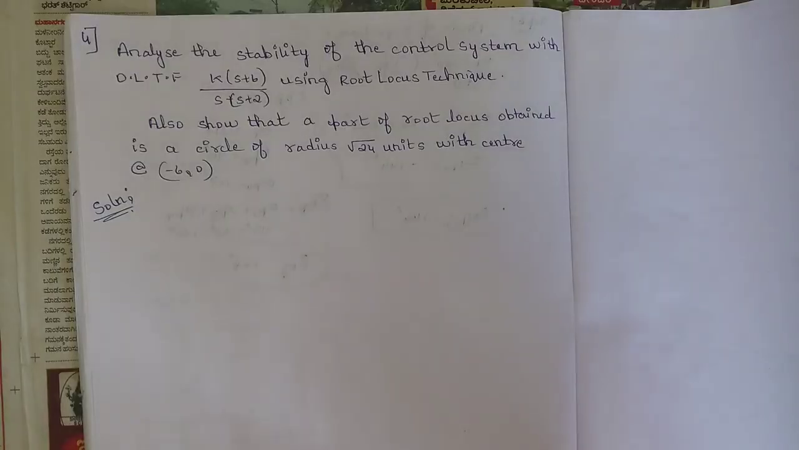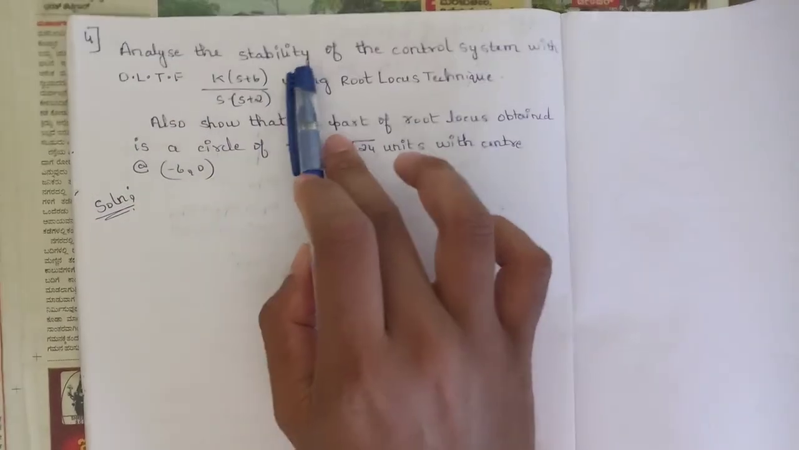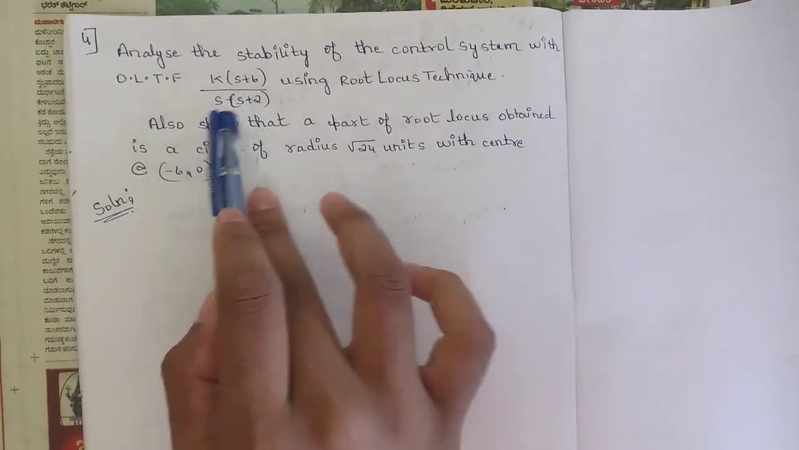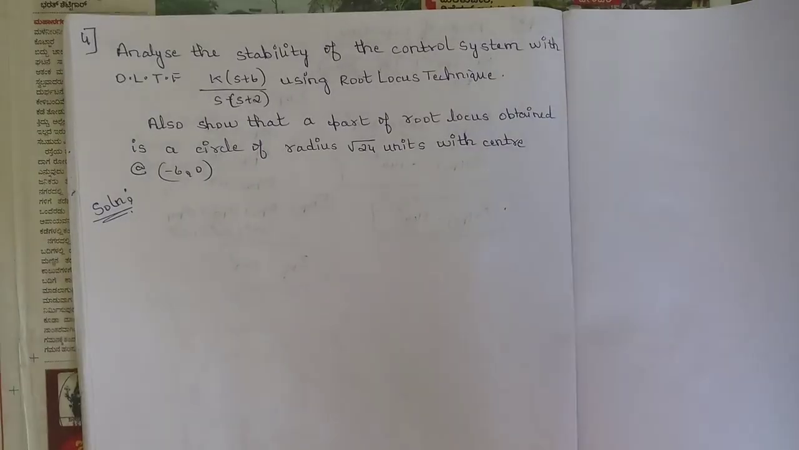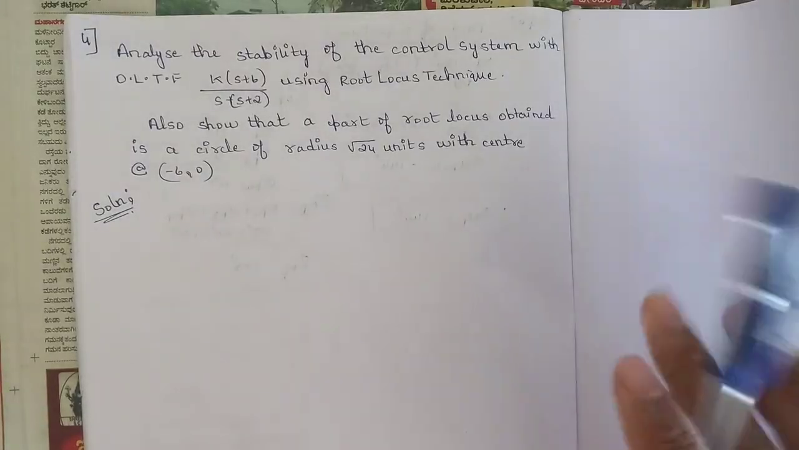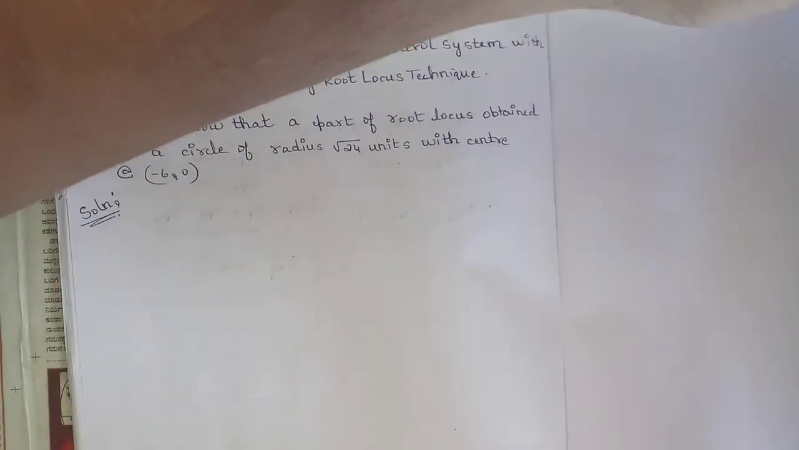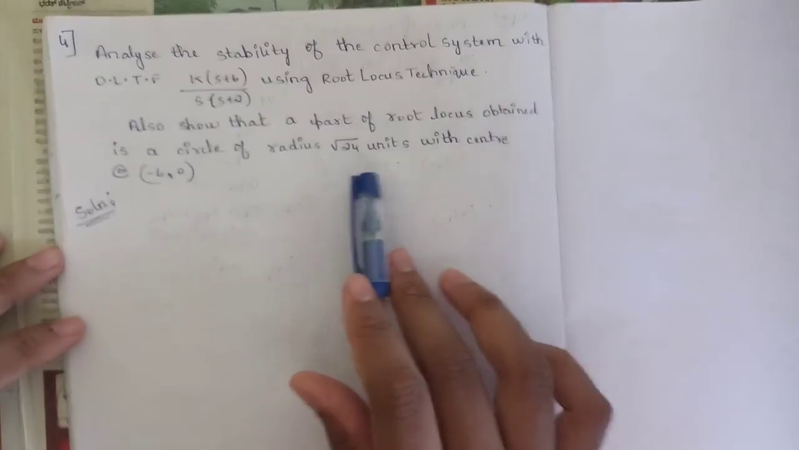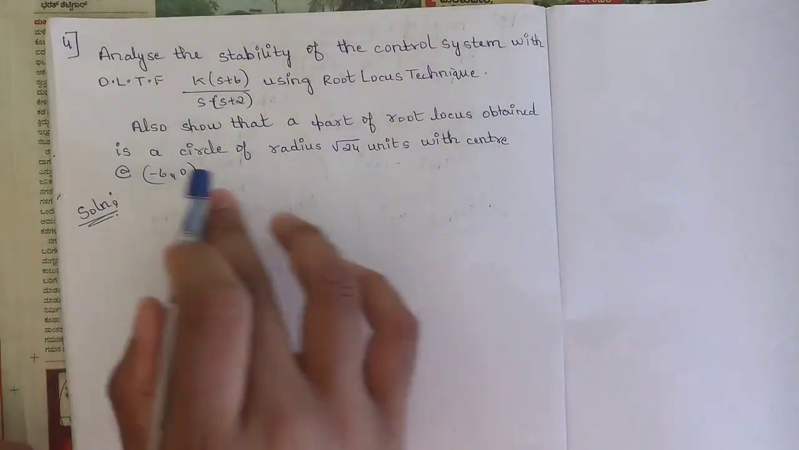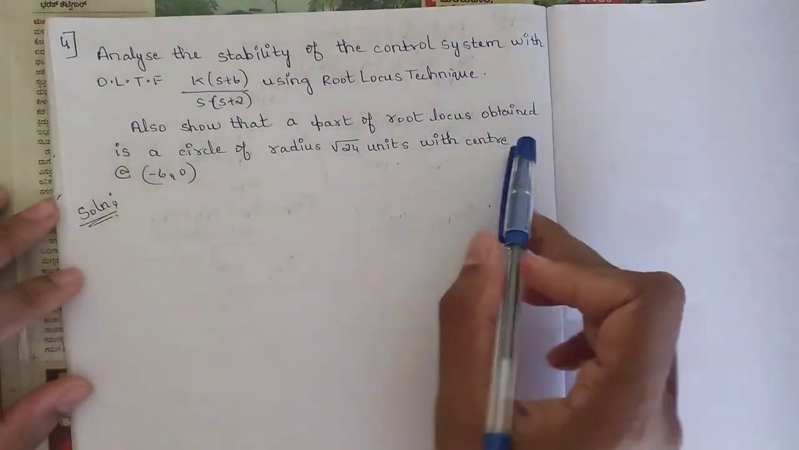So this was this problem here, so please refer this problem very carefully, this is a very important problem. So this is the fourth question and very important question related to root locus only, that is we need to analyze the stability of the control system with the given open loop transfer function as k into s plus 6 divided by s into s plus 2 using root locus technique. Also they have given one condition that we need to show that the part of root locus which you obtain finally is a circle of radius square root of 24 units with center at minus 6 comma 0, okay. So this is the question, we need to prove this part, okay, whatever root locus which you obtained at last, it should satisfy this condition given, okay.